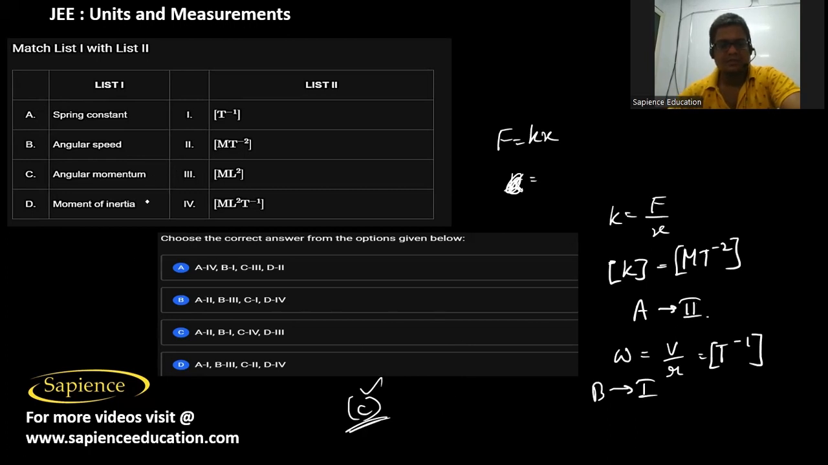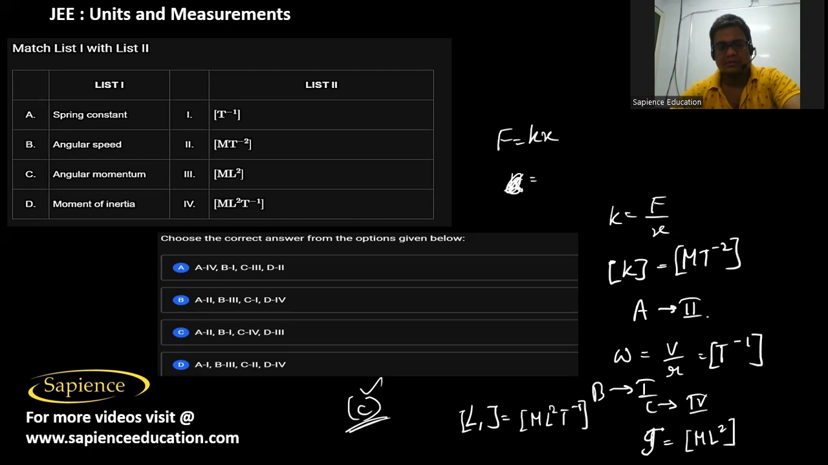In C part it is told angular momentum. Angular momentum's dimensional formula is ML squared T power minus 1. So C will match with 4. And D is moment of inertia. Moment of inertia, that is I, is equal to mr square. So it is mass into length square, ML square. So option 3. So D will match with 3. So it means obviously option C is the correct answer.